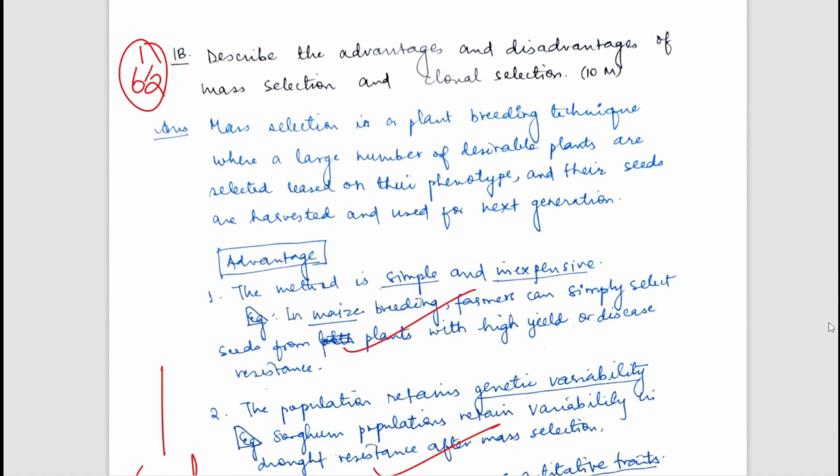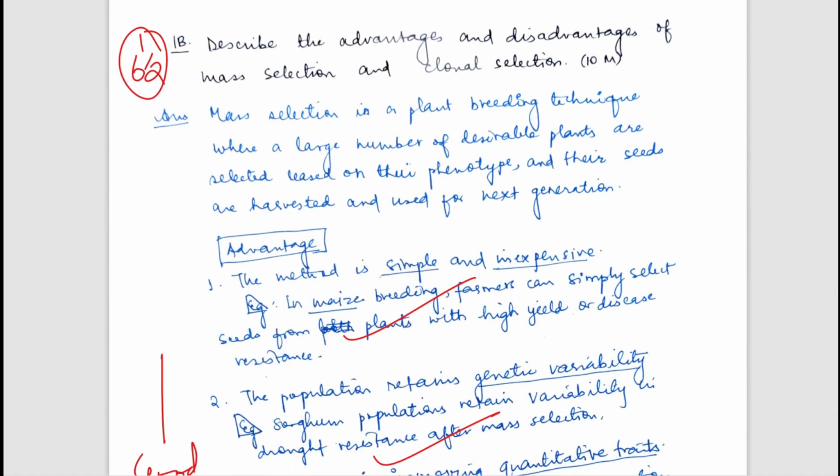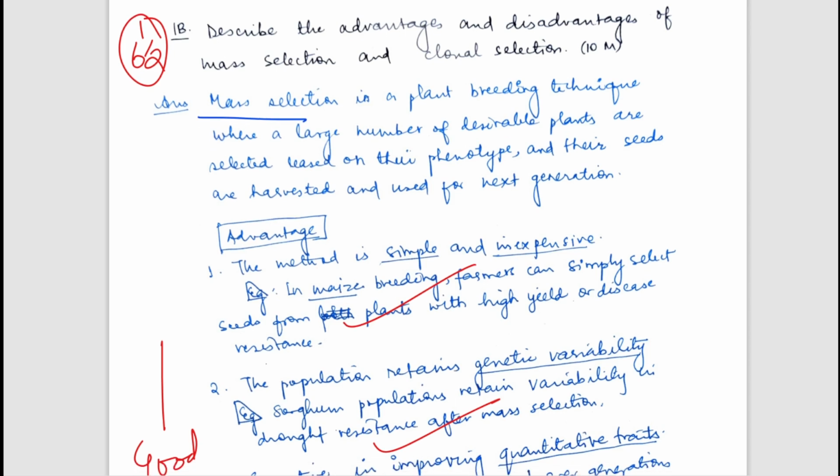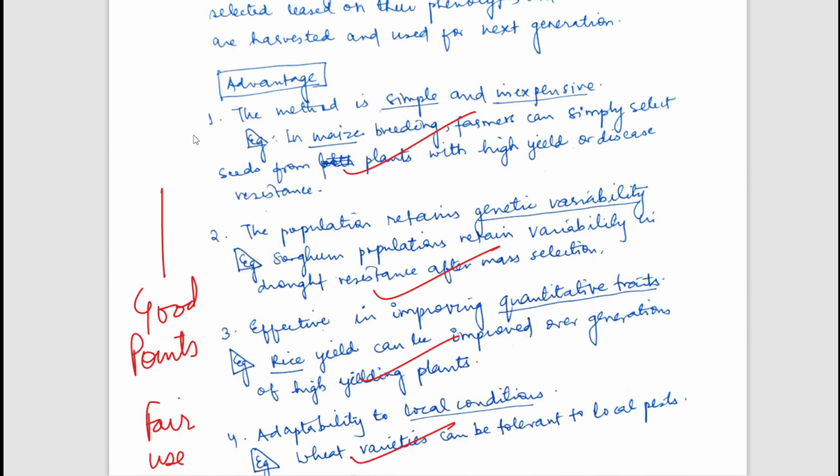The next question is, describe the advantages and disadvantages of mass selection and clonal selection. First we will see the advantages of mass selection. You can simply pause and read the definition of mass selection. Here we can produce a large number of desirable plants, because as the name suggests, mass, that is, we are producing a large number of plants. What is its advantage? It is simple and inexpensive. The population is able to retain genetic variability.